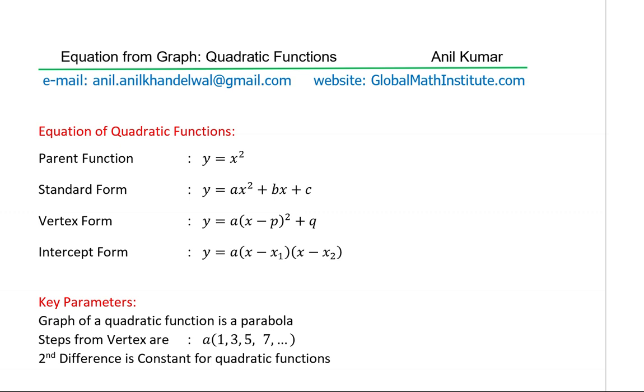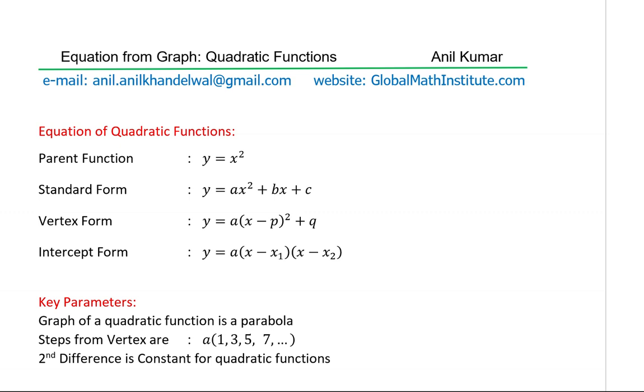We'll try to find the equation of a parabola from the given graph. Here are a few basics which we should understand before getting into writing equations. The equation of a quadratic function could be written with the parent function y equals x squared in different forms.